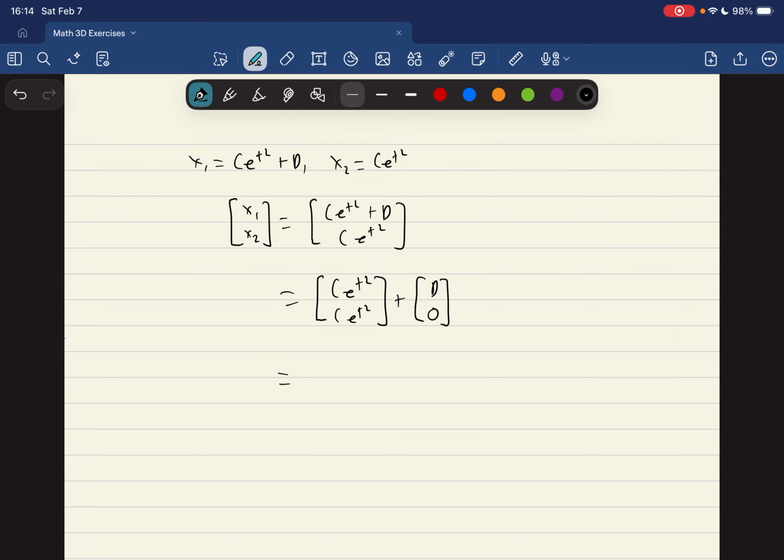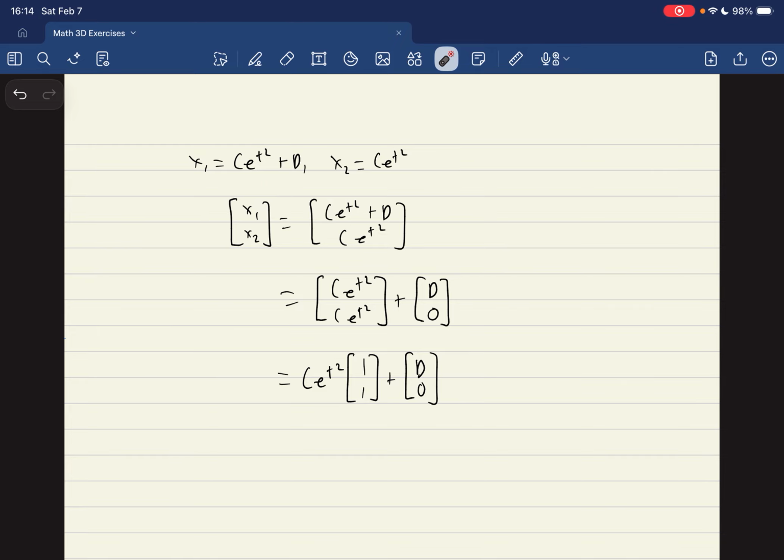If you want to write it a different way, you could also express it like this. So you could have c e to the t squared, just factoring out this from each of the components, we get 1, 1, and then plus d over 0, d, not b. And so this gives another way to express the same solution as a matrix. Again, either one of these is technically in matrix notation. Which one is preferable depends on the exam constraints or whatever your needs might be, but they're both perfectly okay.